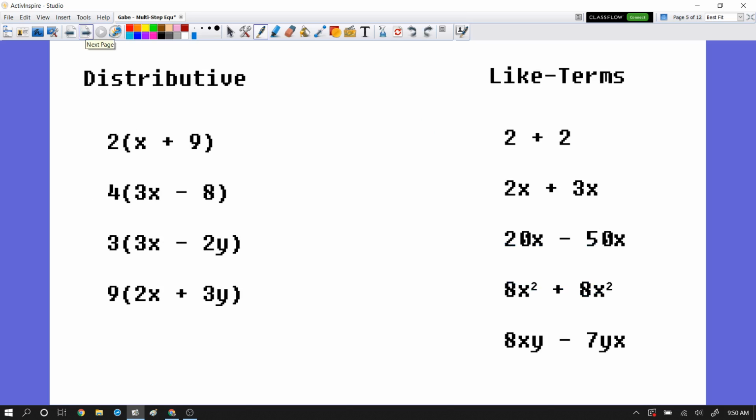I want to keep on throwing in distributive and like terms because I feel like they're important. Distributive can lead to like terms, and I think that whenever those things start occurring in problems, I just don't want it to be the first time you're seeing it. So I'd like for you to pause the video and work out all these distributive and all these like terms.